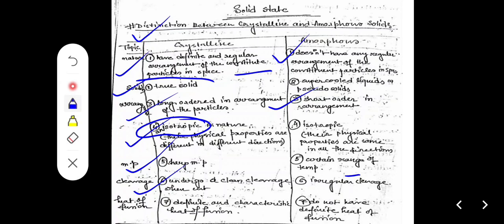And crystalline, that is heat of fusion: definite and characteristic heat of fusion can be seen. Amorphous does not have a definite heat of fusion, means a variety of values can be seen. If we study experimentally about amorphous solid, we get various values at defined times at defined conditions. Okay, so there is no fixed amount of heat of fusion.